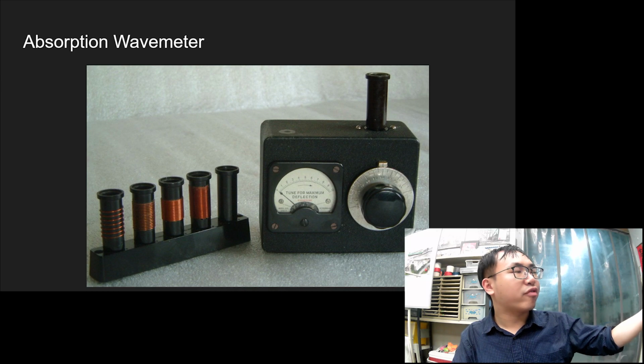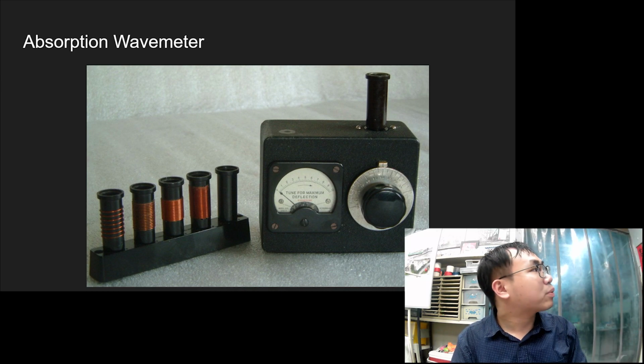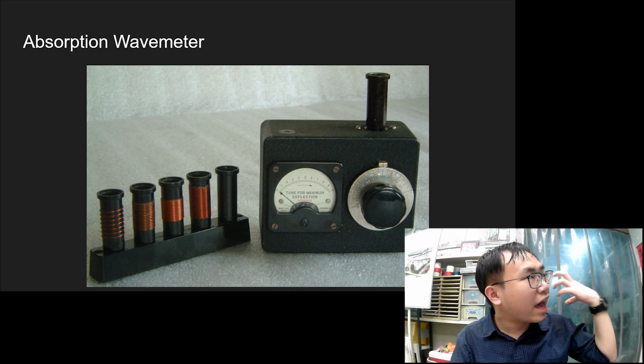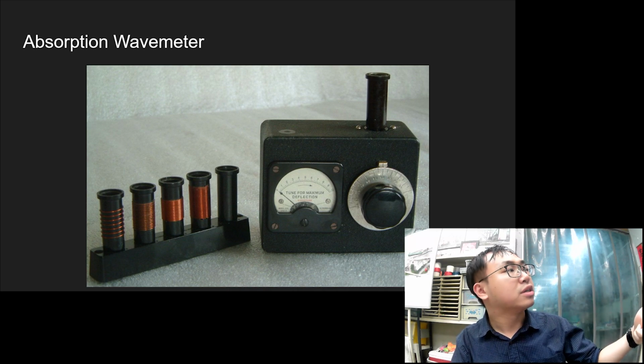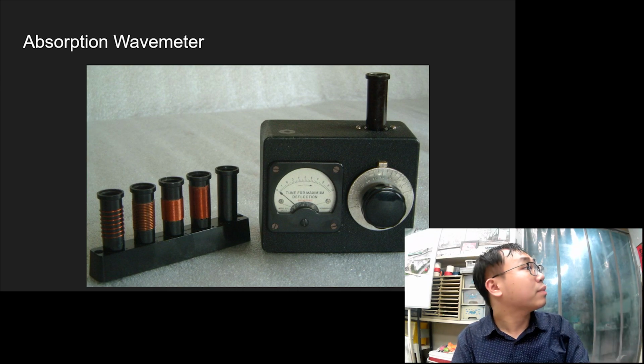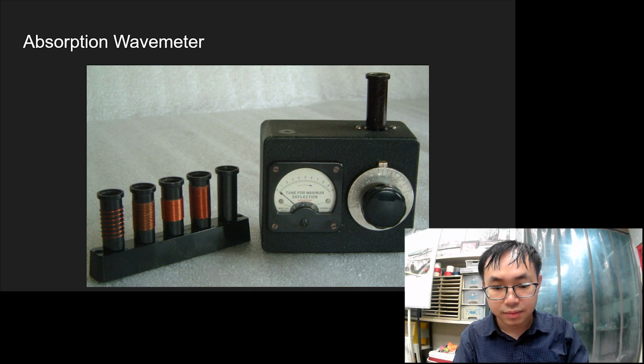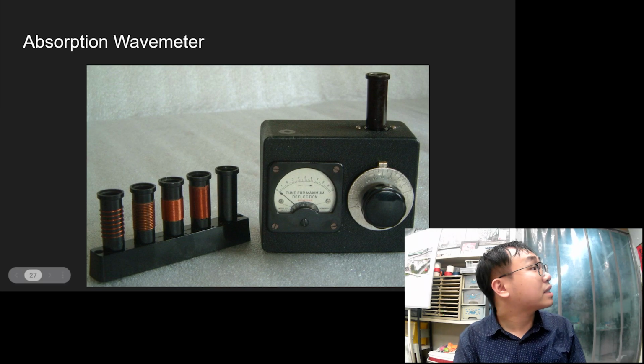But instead, for radios you are using headphones to listen to signal strength, right? For the absorption wave meter, the headphone jack is replaced by a meter, so that you can measure the signal strength. So they call this the absorption wave meter. Easy.